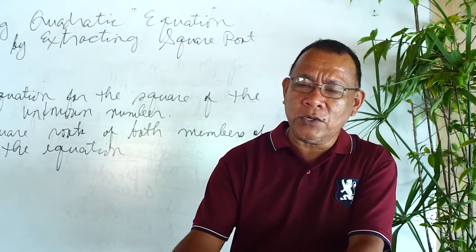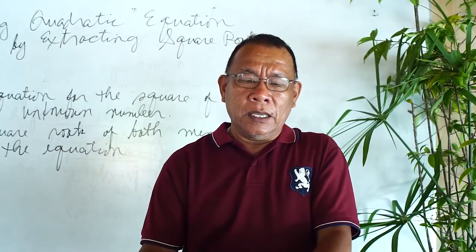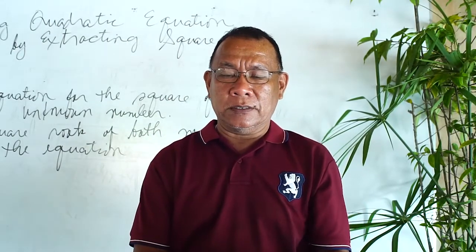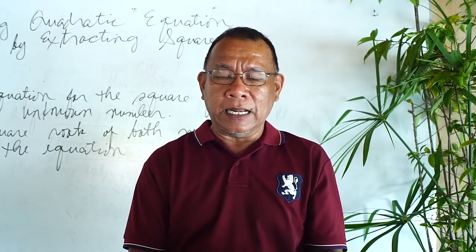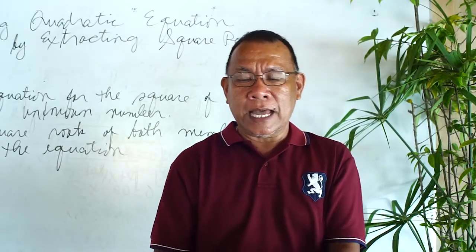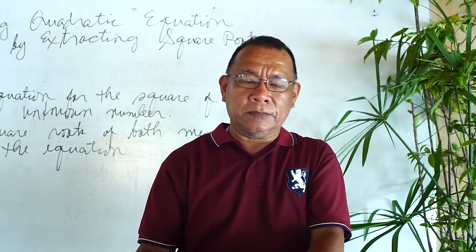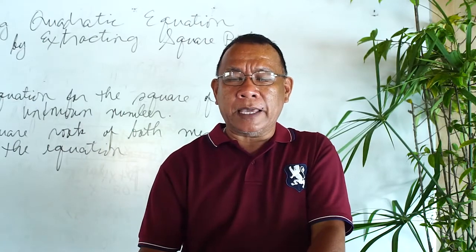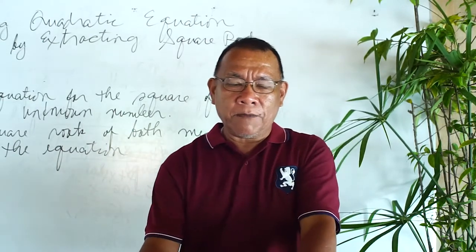Okay, our next topic is the quadratic equation: solving quadratic equations by extracting the square root. An incomplete quadratic equation can be solved easily using what you have learned about radicals. So that is the square root method. In solving quadratic equations by extracting the square root, we have rules to be followed.